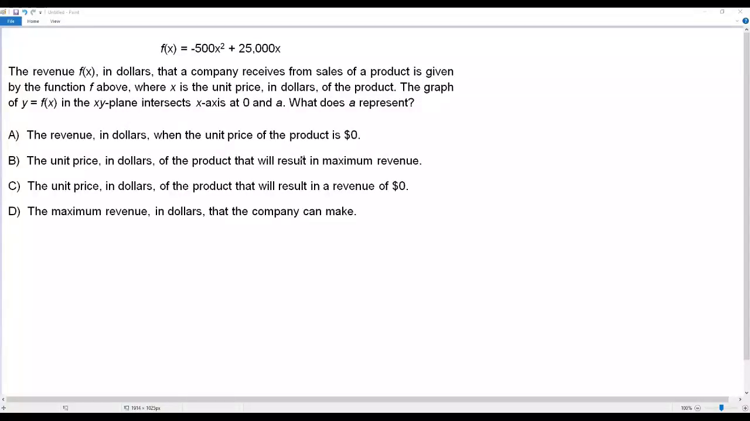Here we have a SAT math question. Okay, let's go with the information. f(x) = -500x² + 25,000x.